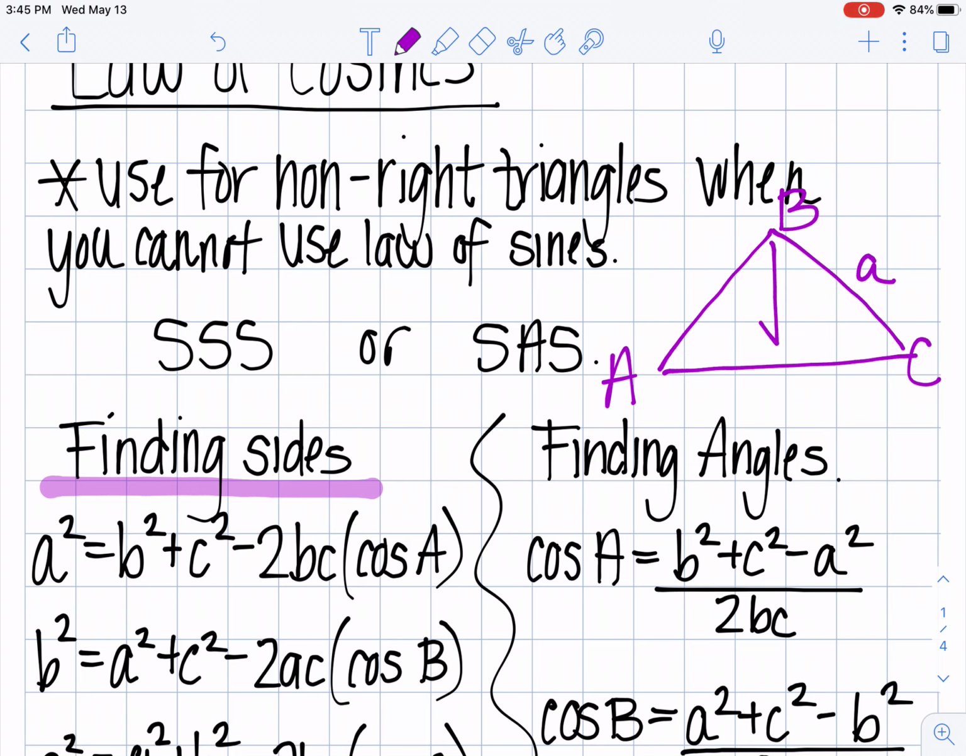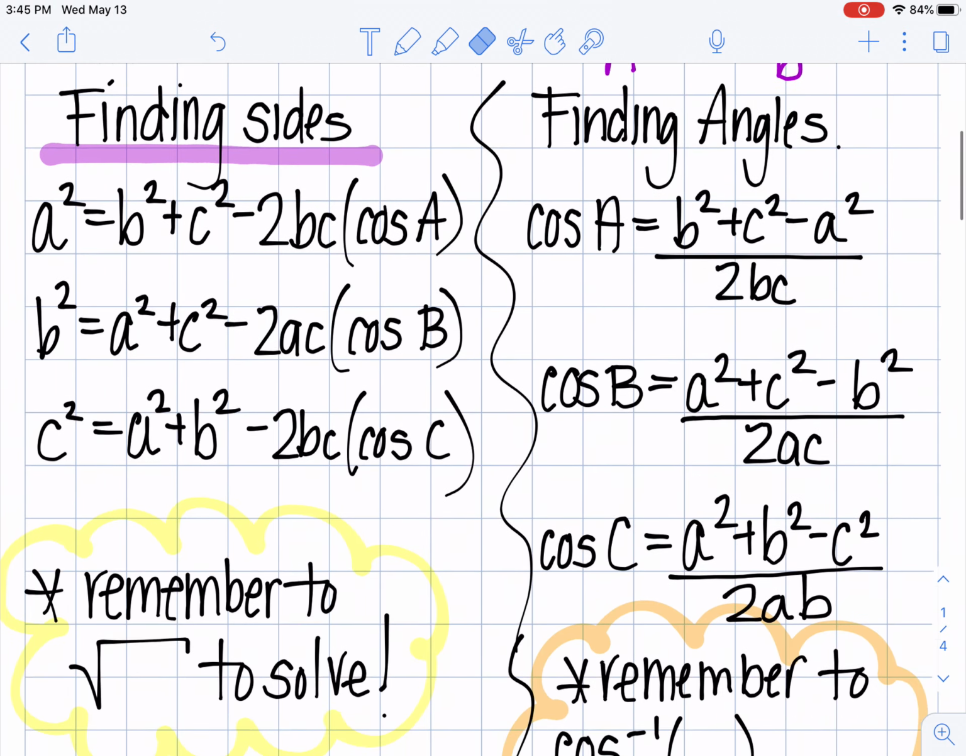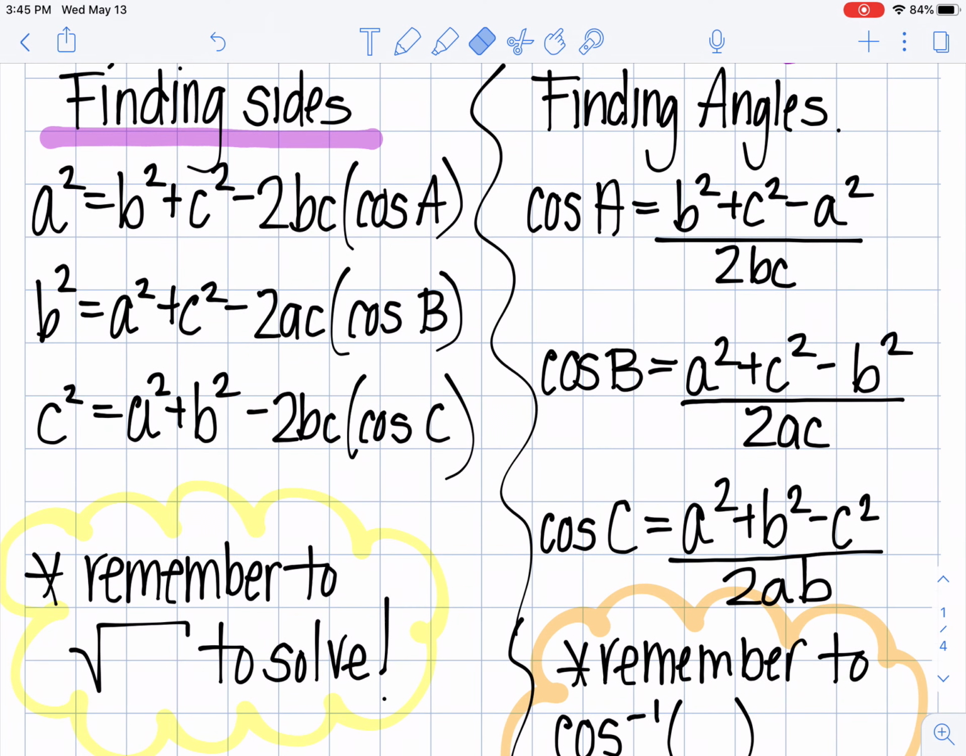Across from angle B is side little b. I call it little b because it's lowercase. And across from angle C is my side little c. That's how I know what my big A, big B, and big C are, and my little a, little b, and little c. Big A, big B, and big C are angles. Little a, little b, and little c are sides. Here are the formulas you're going to want to use. Obviously, you're not going to memorize these, so take a screenshot, take a picture, or write this down so you have it handy when you're doing these problems.